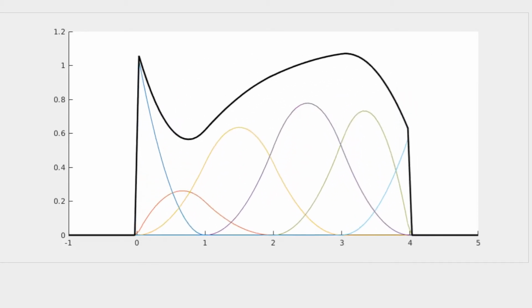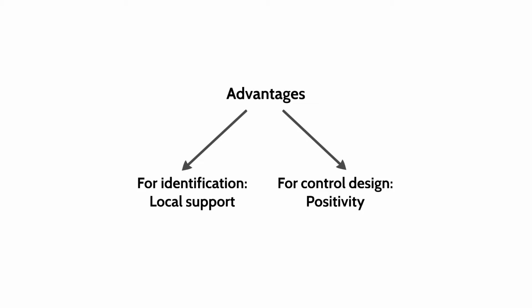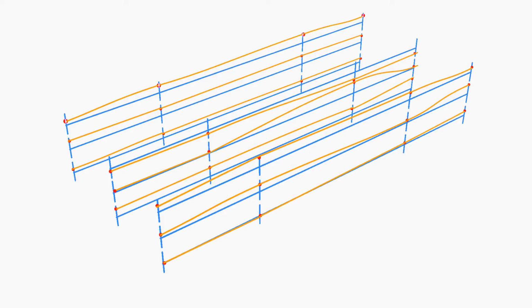To give an intuition on these concepts, here is an animation on how a spline is changing while its coefficients are changing. So what are the advantages of using B-splines? Local support makes identification robust against outliers, and the positivity of basis functions allows for relaxations of linear matrix inequality constraints during control design.